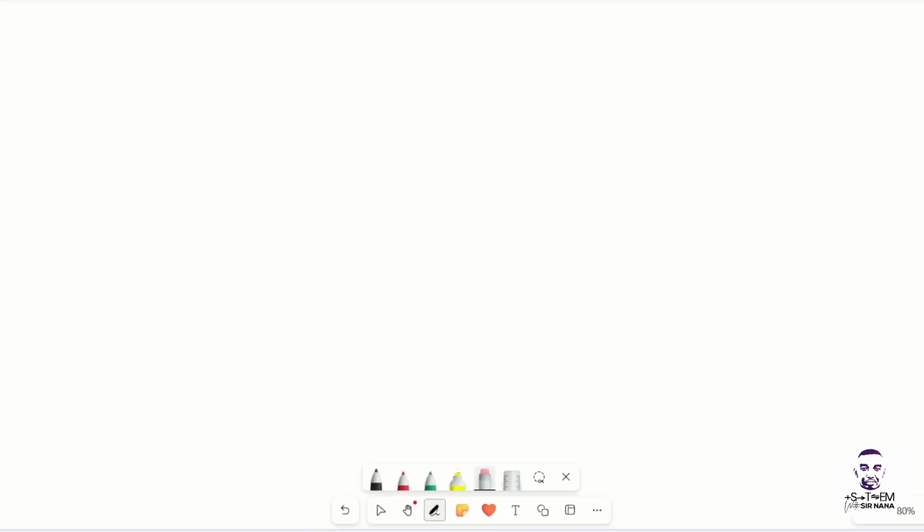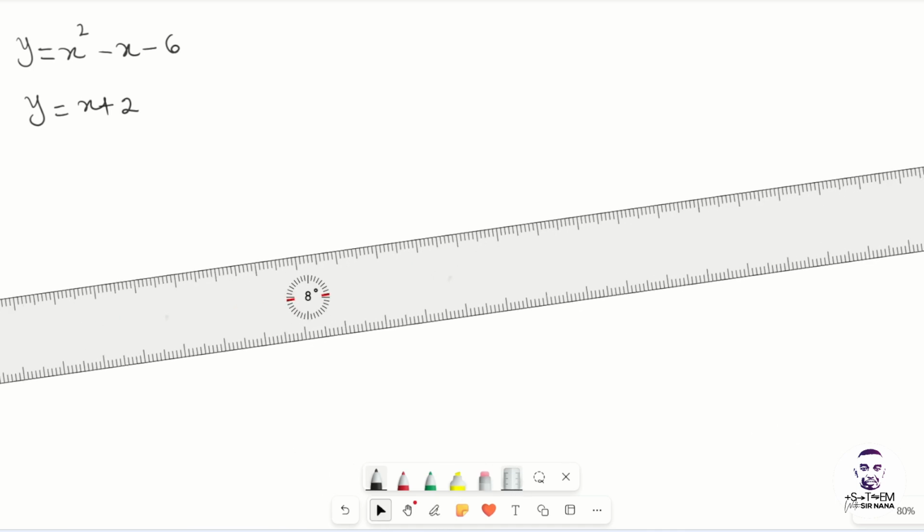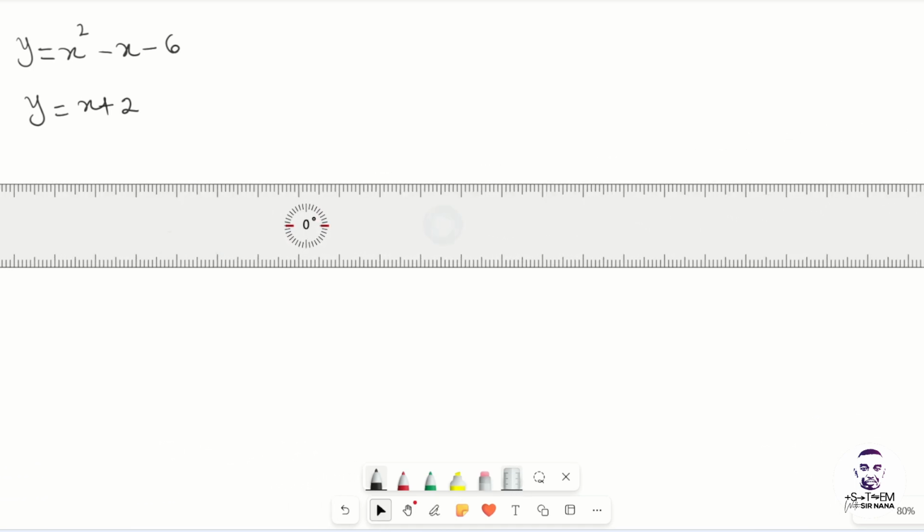So the question says solve the graph of the function. The first one is y is equal to x squared minus x minus 6, and the second one is y is equal to x plus 2. So we have these two graphs. In this case, they didn't specify any values, so what we need to do is draw a table and use our own specified values. I would always suggest that you do not go beyond -4 and 4. So you are going to use from -4 to 4 for both of them.